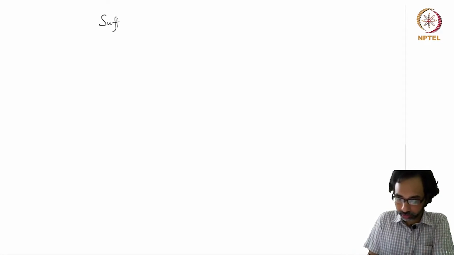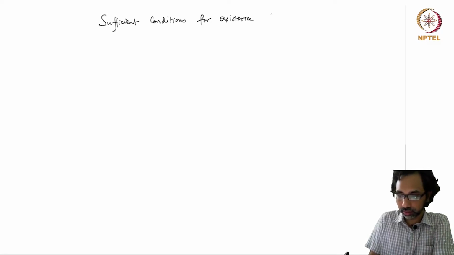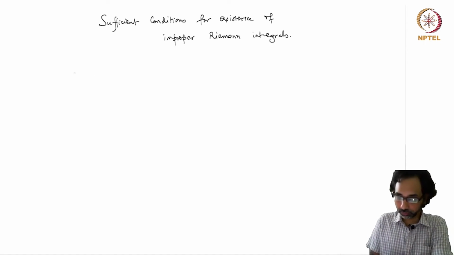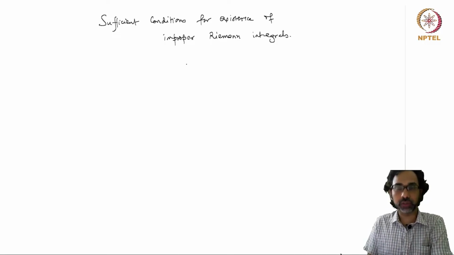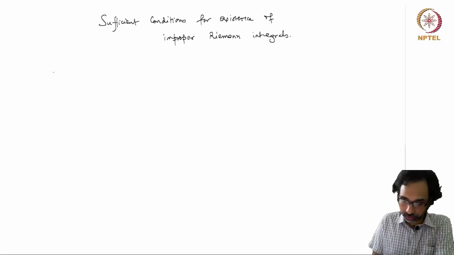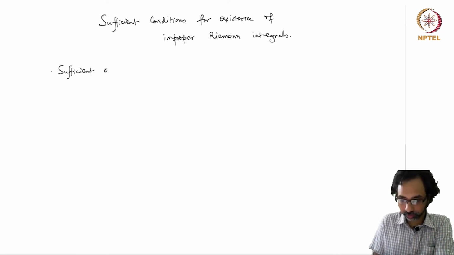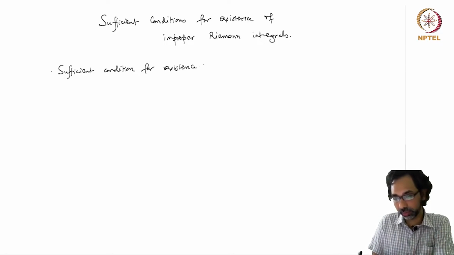So these are sufficient conditions for existence of improper Riemann integrals. First of all, before talking about sufficient conditions for existence of improper Riemann integrals, let us see a sufficient condition for existence of ordinary Riemann integrals.